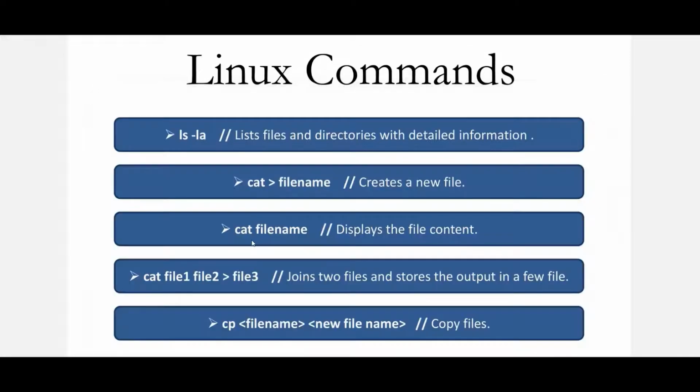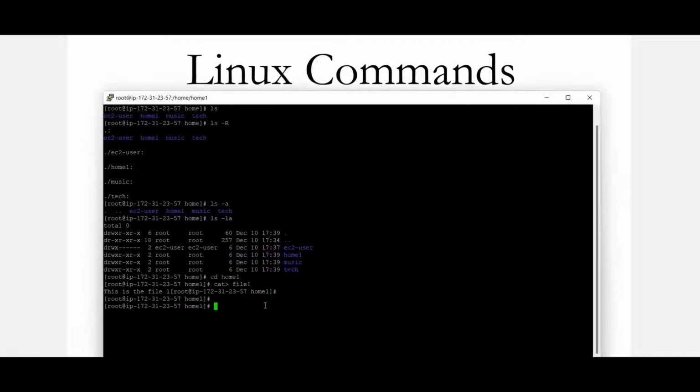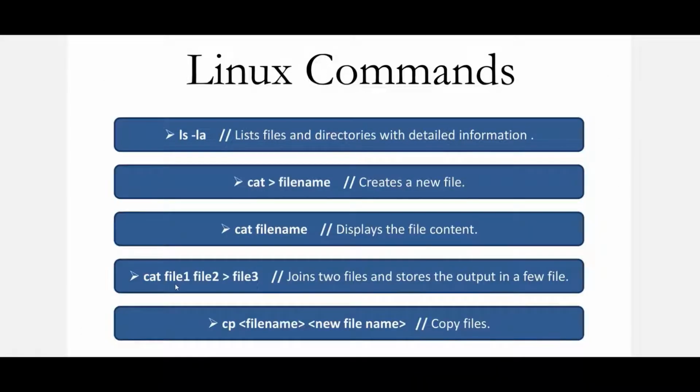Our next command is cat. This displays the file content. Let us use the command cat and our file name, that is file1. It has successfully displayed the content in this file, that is, this is file1. Our next command is this, cat file1 file2 file3. This command joins two files and stores the output in a new file.